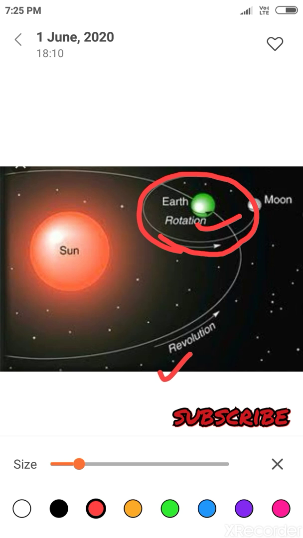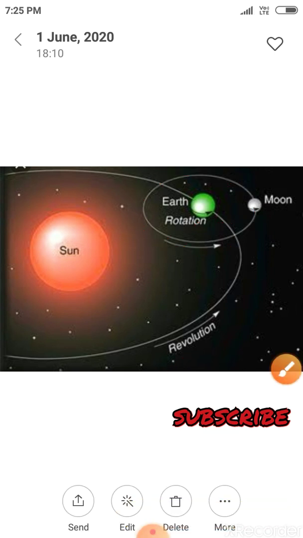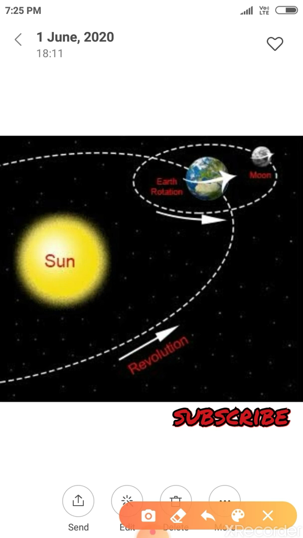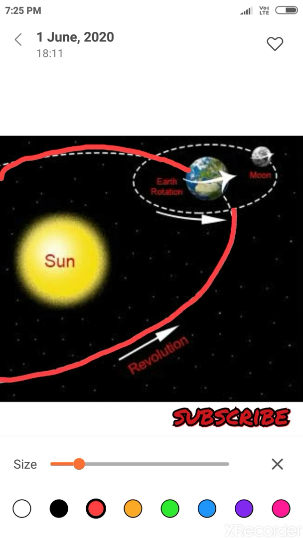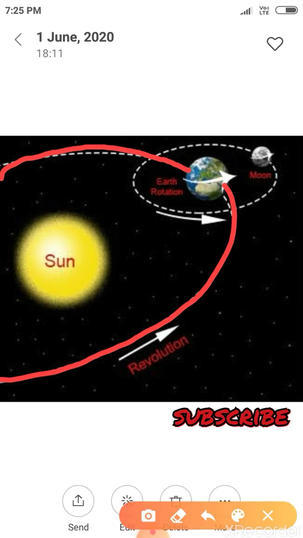Now moving to the next one, revolution. Look at this picture. The movement of the earth around the sun. When the earth revolves around the sun on a fixed path or orbit, it is called revolution. Moving this way around the sun, it takes 365 days and 6 hours to revolve around the sun.